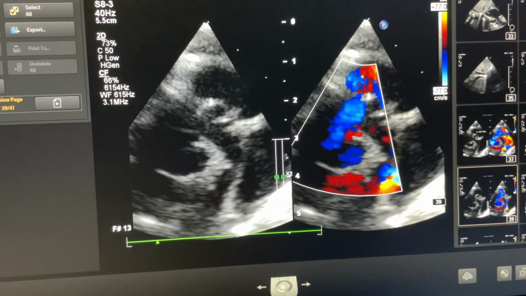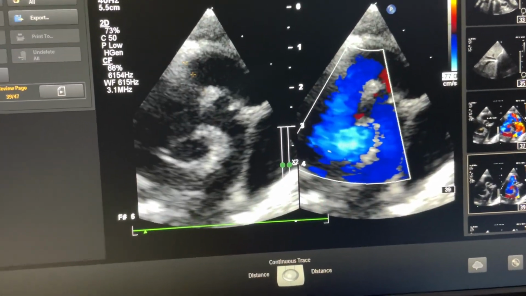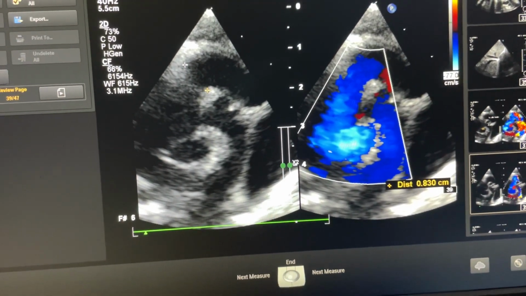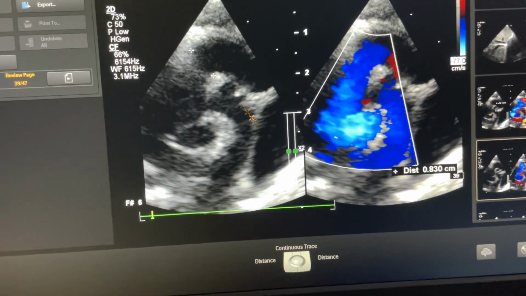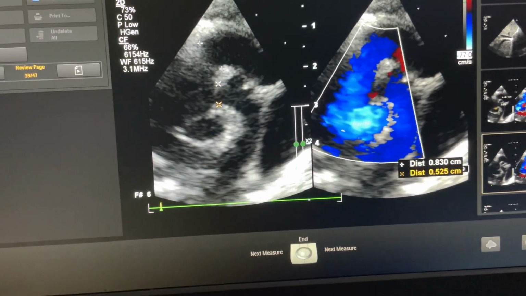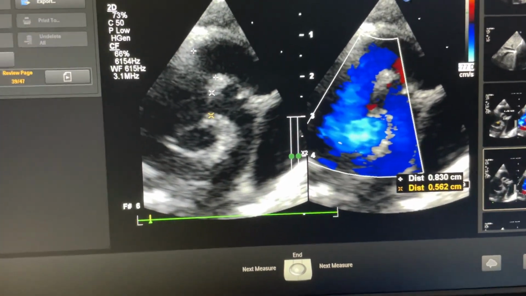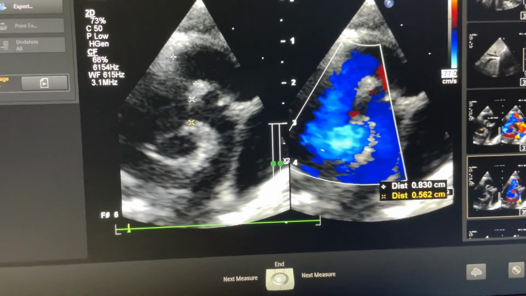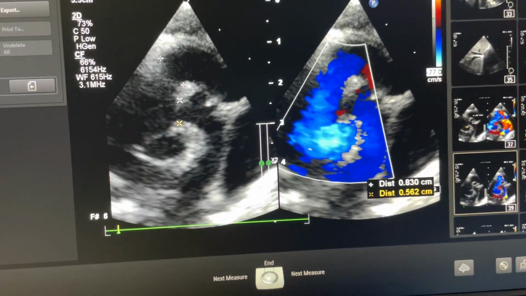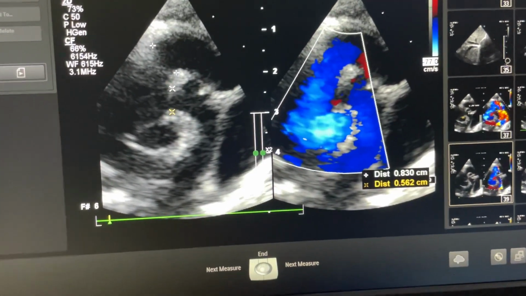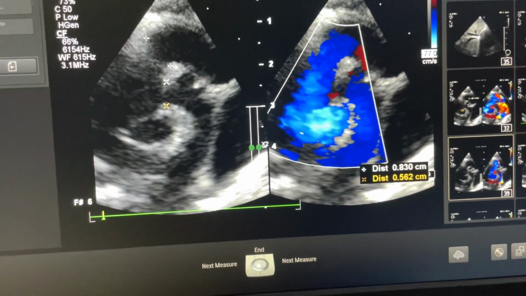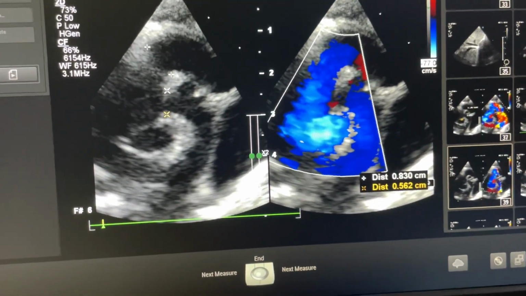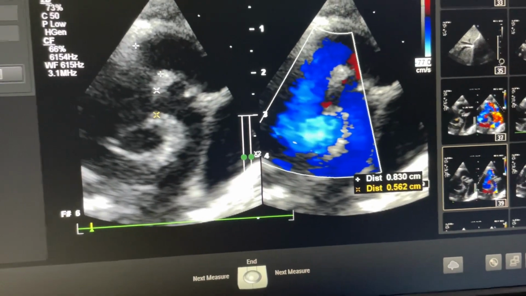You see the size of the superior vena cava is this one, 8 millimeter, and the size of the aorta is only 5 millimeter. Normally the size of the aorta is more than that of the superior vena cava, because the superior vena cava is carrying blood only from the upper part of the body, but the aortic arch is carrying all the blood that the whole body has to get. So ultimately the size of the aorta is always more than that of the superior vena cava.